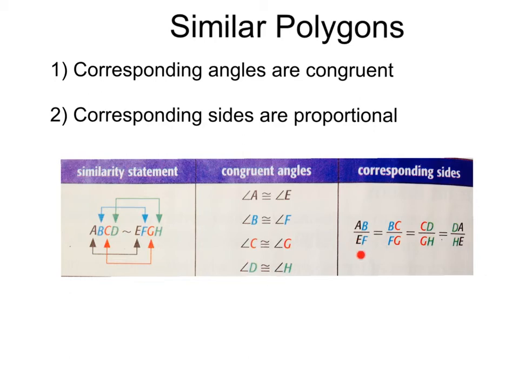This also tells us which corresponding sides we have, and of course all of those have to be proportional, so each of those corresponding ratios can be set equal to one another. So we have AB over EF is equal to BC over FG, etc., etc.